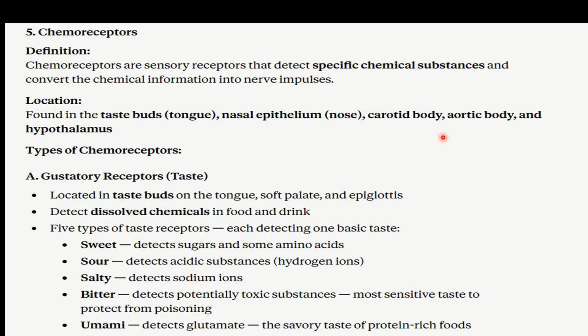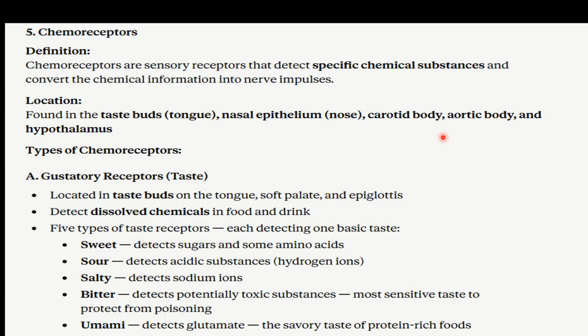Now the next thing is, where is it found? What is the location of chemoreceptors? It is found in the taste buds like the tongue, nasal epithelium, nose, carotid body, aortic body, and hypothalamus. So these are all the places where we can easily find chemoreceptors. Next is the type of chemoreceptor, because every receptor we have learned so far has its types, right? So what are the types of chemoreceptors?